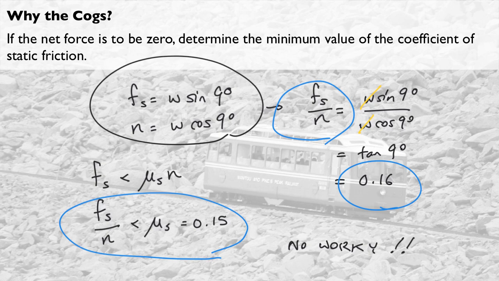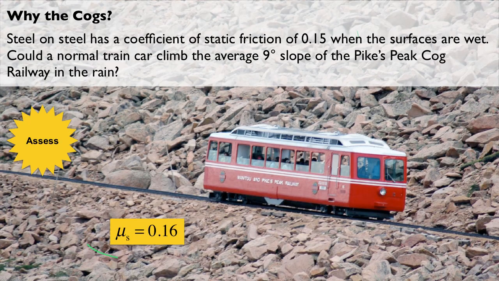So our assessment is, to be able to make this thing make it up the slope, you would require a minimum coefficient of friction of 0.16. The actual coefficient of friction is 0.15. And so how do you solve this? You need cogs. We're expecting it not to be able to make it up the slope in the rain, and in fact it can't, so it matches our initial expectation.